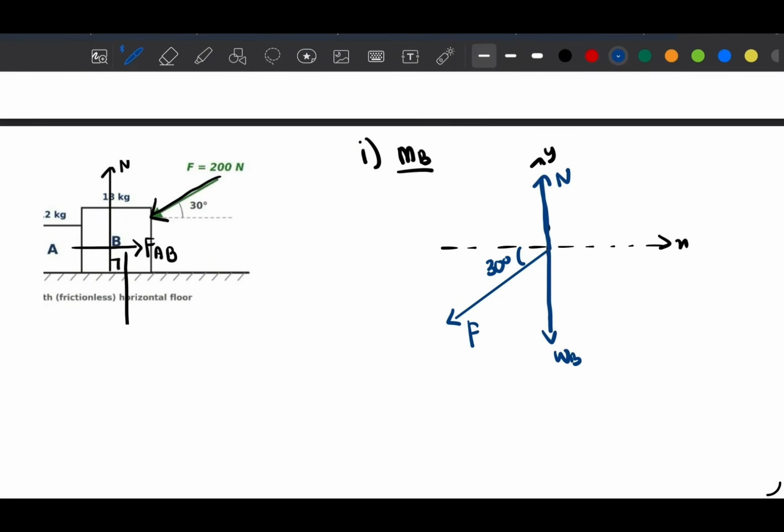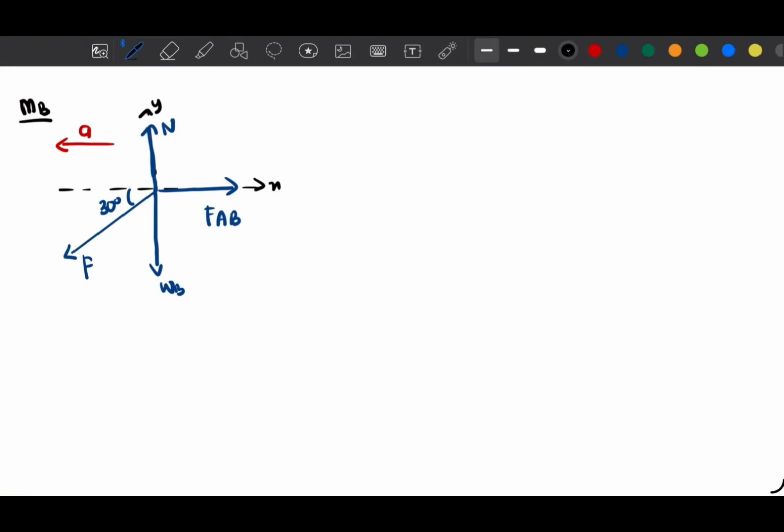And then I have my contact force between body A and body B pointing to the right. So this is my FAB. So these are the forces that we have identified, and then as we have been given in the question, the object is being pulled by the external force. Therefore, my object is going to move in this direction. This is the direction of motion.